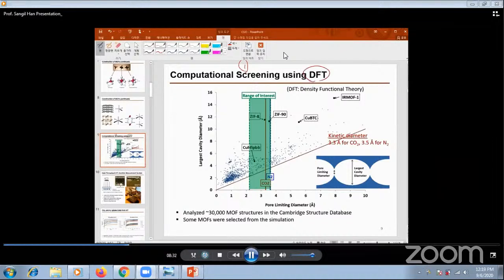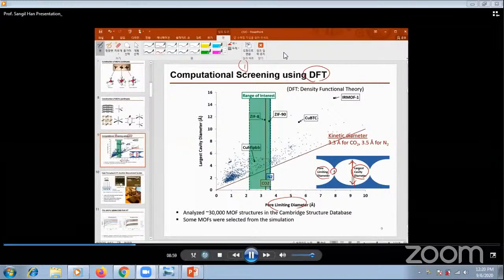In the DFT simulation, we consider two different pore sizes. One is the pore limiting diameter, that is the smallest pore. The other one is the largest cavity diameter, that is the largest pore size. The pore limiting diameter is on the x-axis, and the large cavity diameter is on the y-axis.